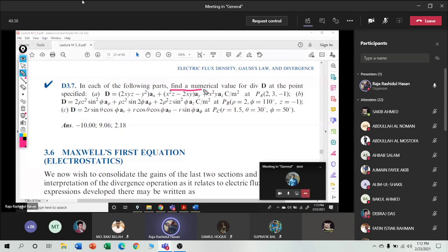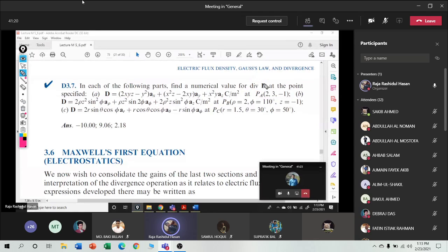Find a numerical value for div D, or a divergence of D. You have to find numerical value of div D at the point P. D is given 2xyz minus y square ax plus x square z minus 2xy ay plus x square y az. So D is given and you have to calculate the div D at point P 2, 3, minus 1. Your D given, find out the div D.